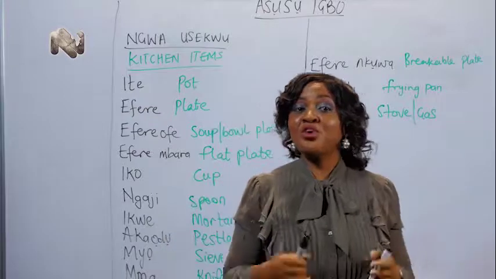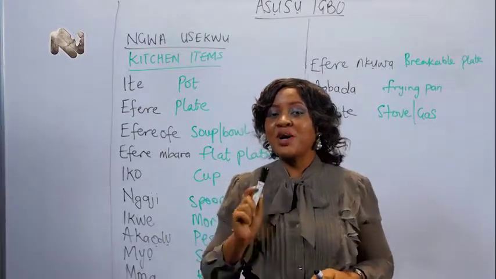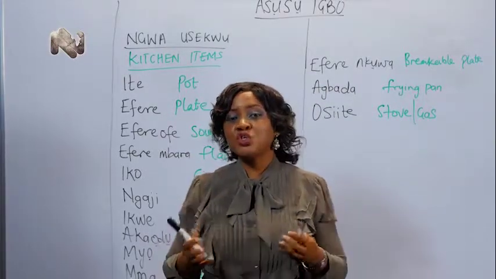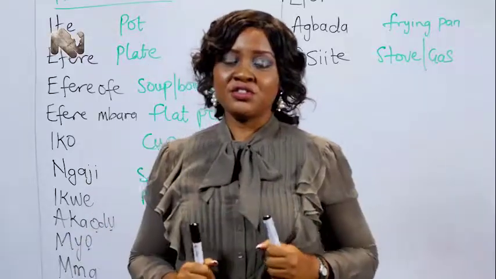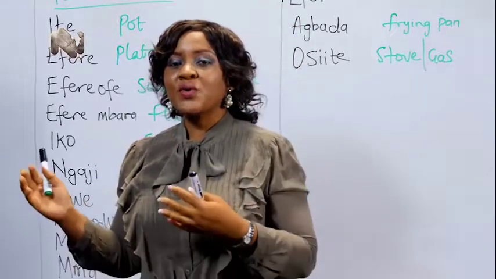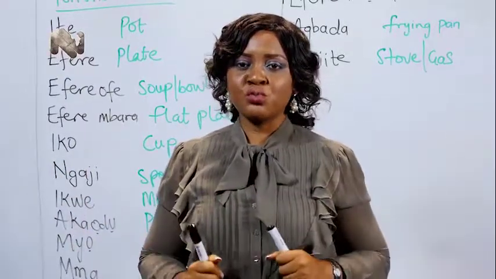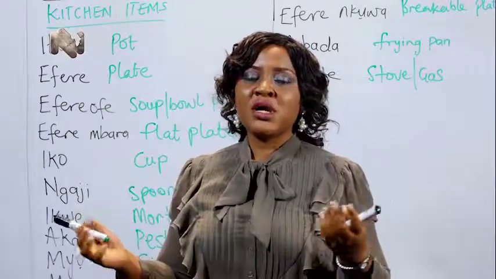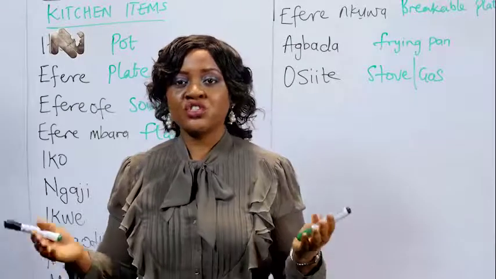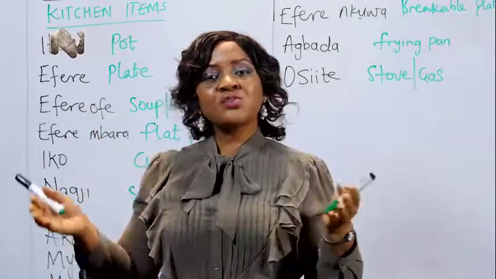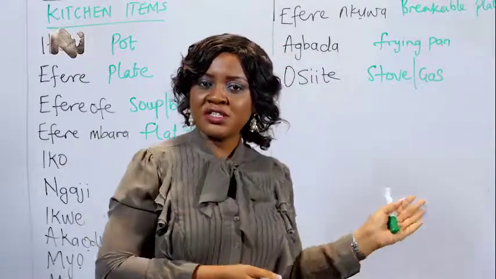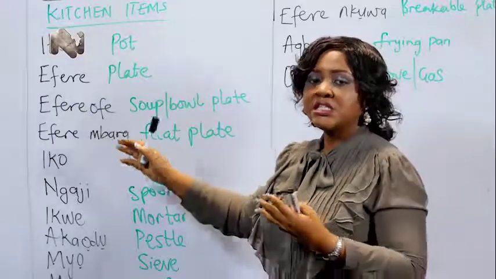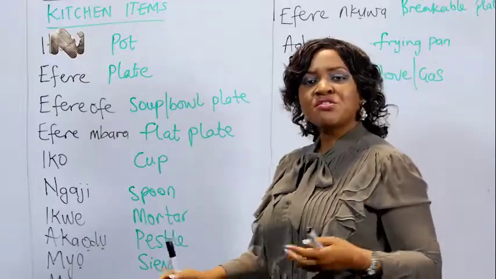I hope you've learned a lot today and I hope you're having fun. We started from household items and we mentioned items like ihe onyonyo, that's television. Igwe oku, radio. We also talked about ncha, soap, obo, sponge, atu, toothbrush. We talked about chair, oche. After the household item, we started the kitchen item, and you can still see them on the board. Plate, efere, ite, iko, ngaji, ikwe, and so many others.